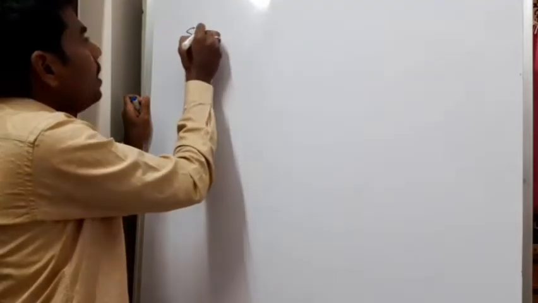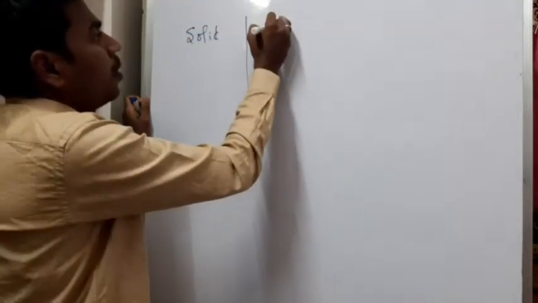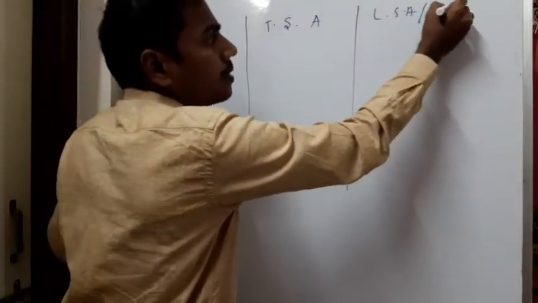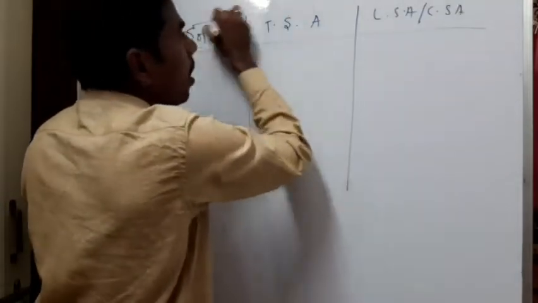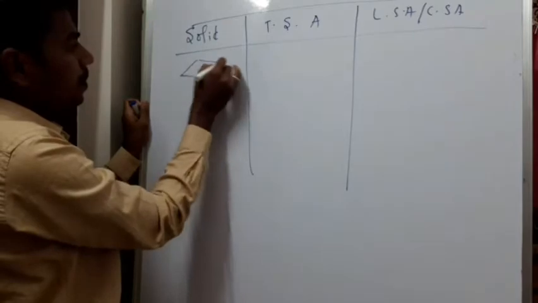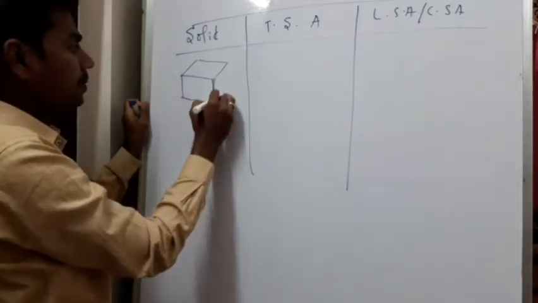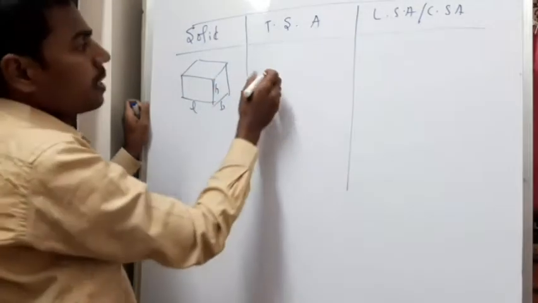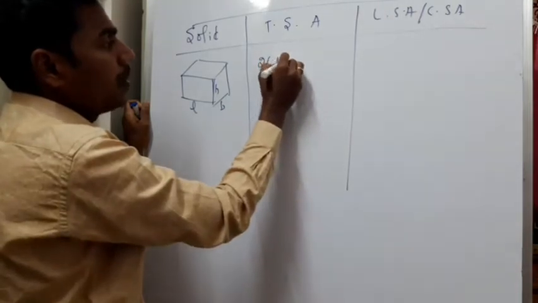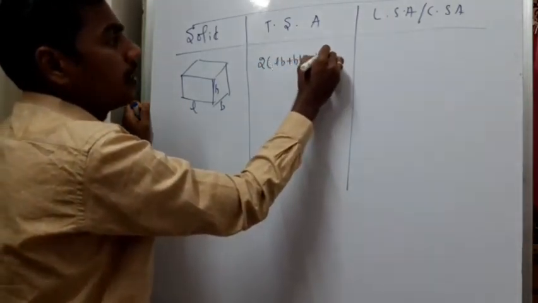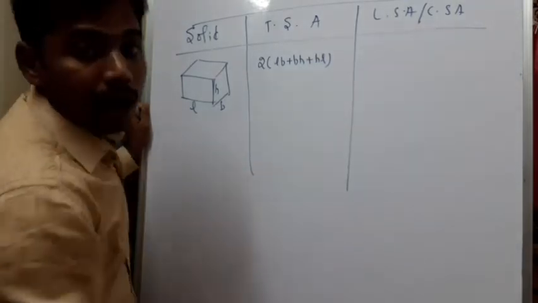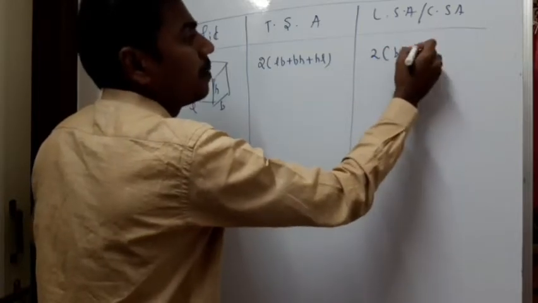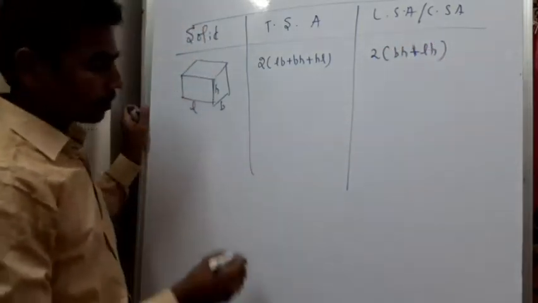See, solid, total surface area, and this is lateral surface area or curved surface area. So first we'll start with the cuboid. The cuboid will look like this. So length, breadth, height. So what is total surface area? 2 into LB plus BH plus HL. Next, lateral surface area, 2 into BH plus LH.